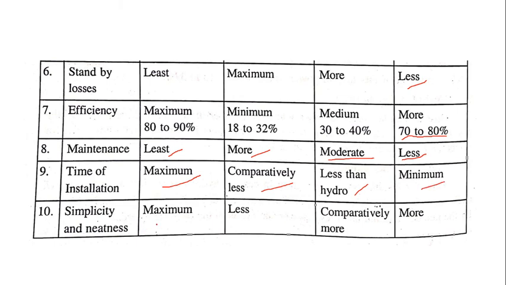And simplicity and neatness is maximum in hydro power plant, because it is not going to pollute the environment. Then after, it is less in thermal power plant, comparatively more in nuclear because of the radioactive device, and more for the diesel power plant. So this is about the comparison of different types of power plant.